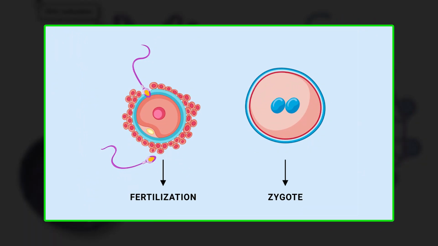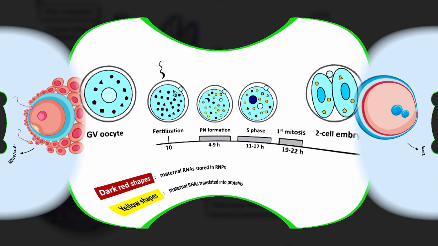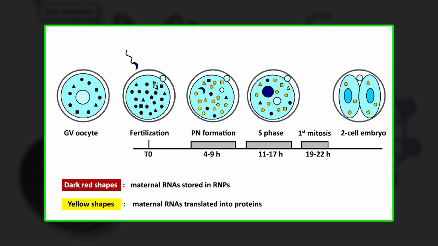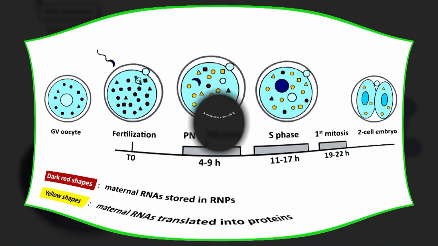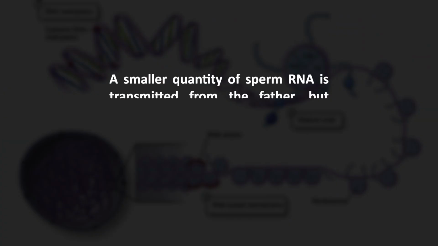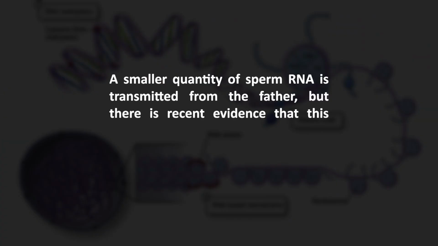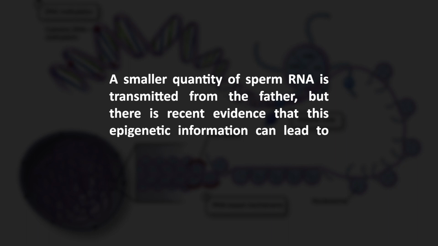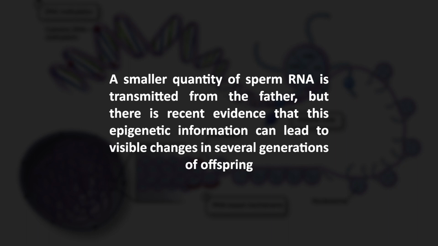A large amount of RNA and protein is contributed to the zygote by the mother during oogenesis or via nurse cells, resulting in maternal effect phenotypes. A smaller quantity of sperm RNA is transmitted from the father, but there is recent evidence that this epigenetic information can lead to visible changes in several generations of offspring.